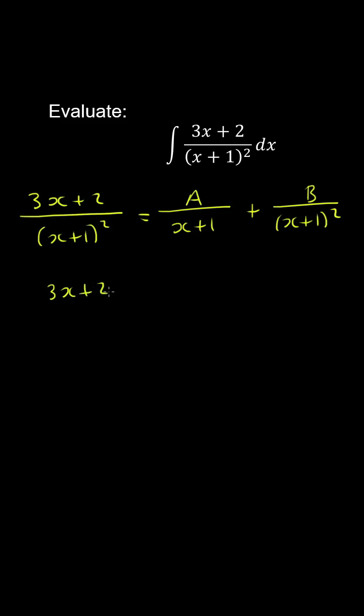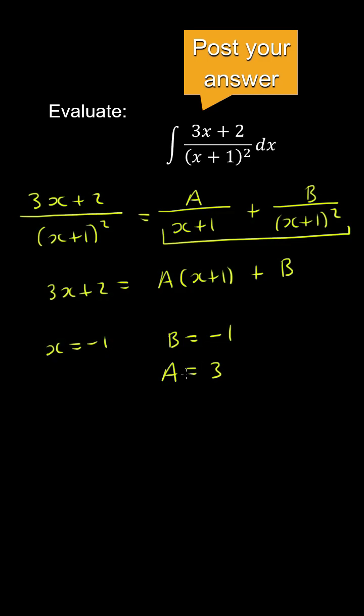So we get 3x plus 2 is equal to a times x plus 1 plus b. And now we can set x equal to minus 1. So what we get is b is equal to minus 3 plus 2, or minus 1. And if we equate coefficients of x, we get a is equal to 3. And as we can see, the integral becomes much easier to evaluate when it's in this form.